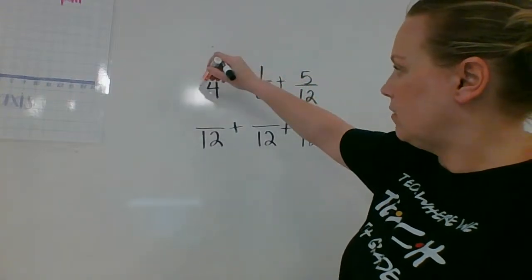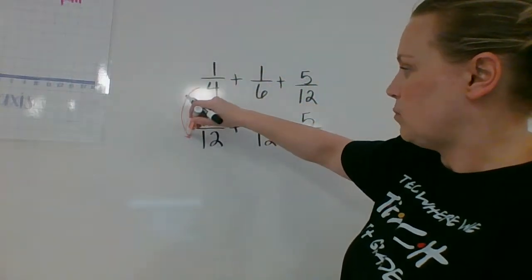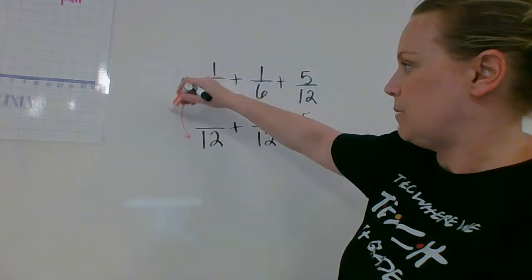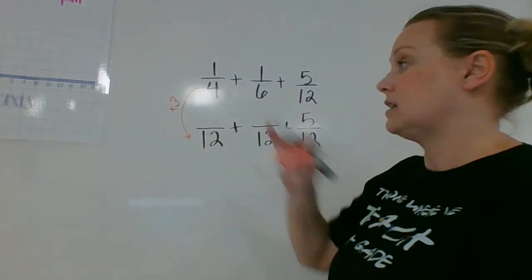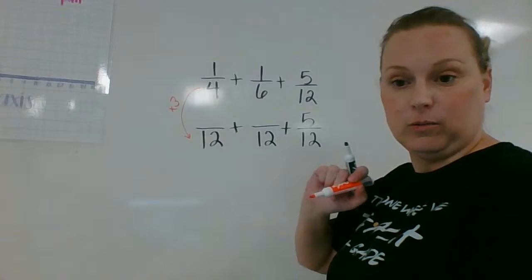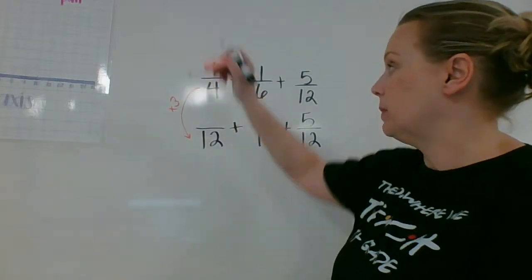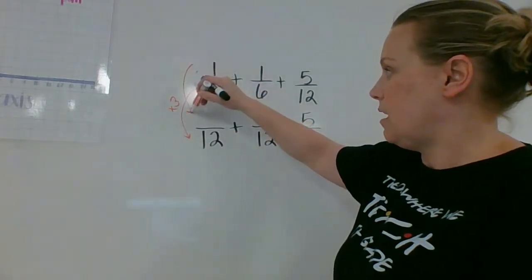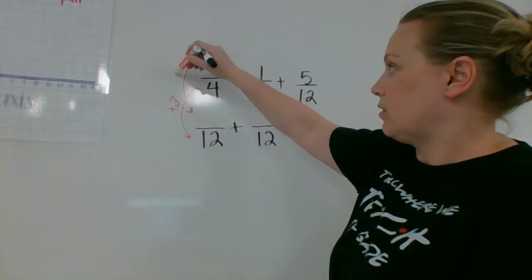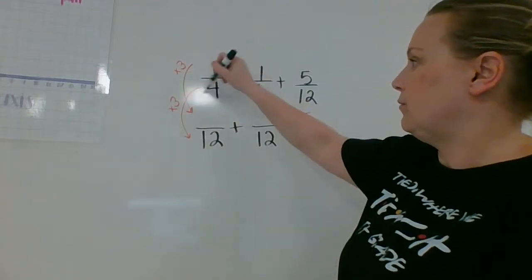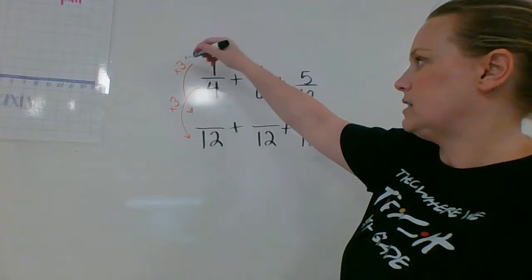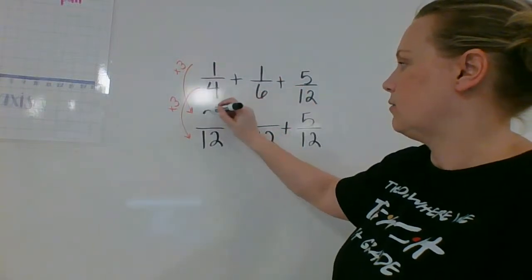So how can we convert 4ths into 12ths? Well, we make 3 times as many pieces. So we have a times 3 relationship, and whatever we do to the bottom, we have to do to the top. We have to make 3 times as many pieces on top as well. So if 4 times 3 is 12, 1 times 3 is 3.